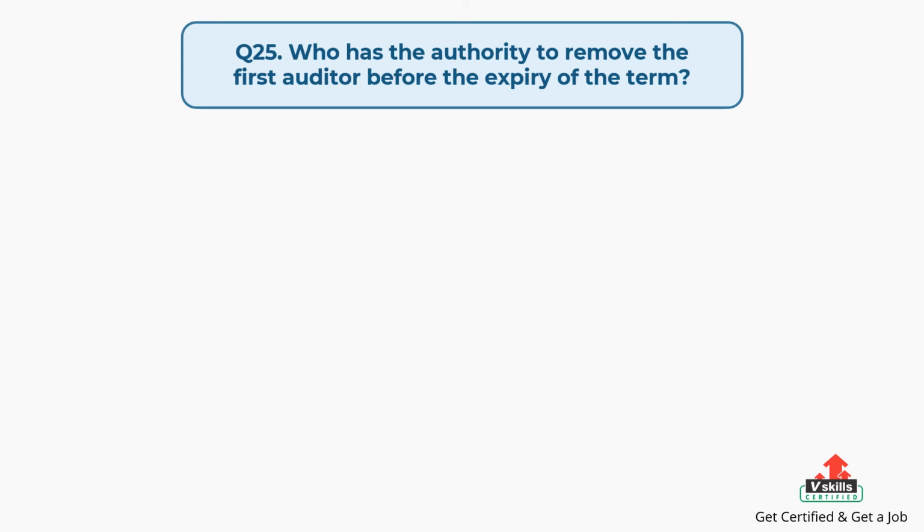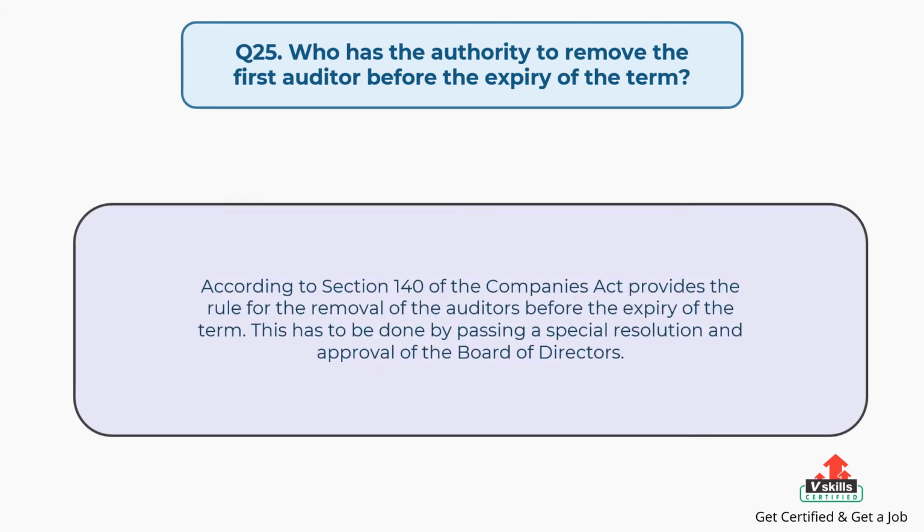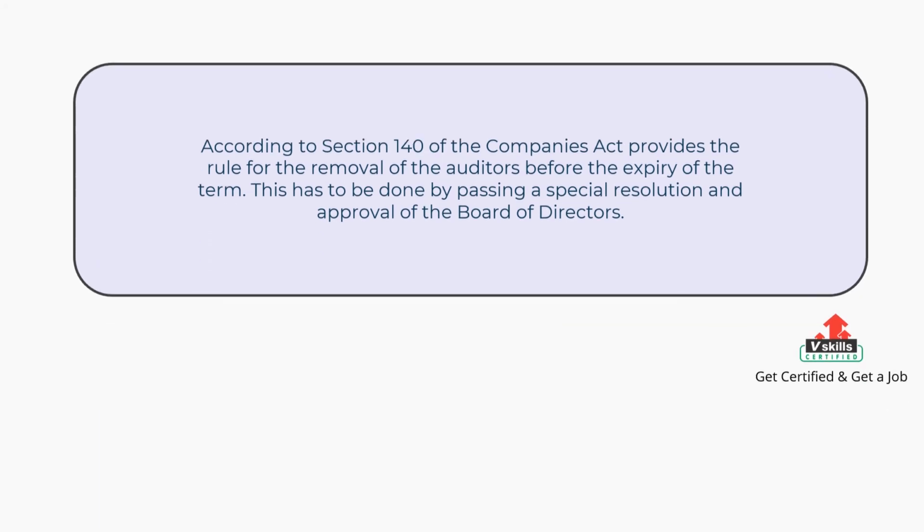Question number 25. Who has the authority to remove the first auditor before the expiry of the term? The answer is, Section 140 of the Companies Act provides the rule for the removal of the auditors before the expiry of the term. This has to be done by passing a special resolution and approval of the Board of Directors.